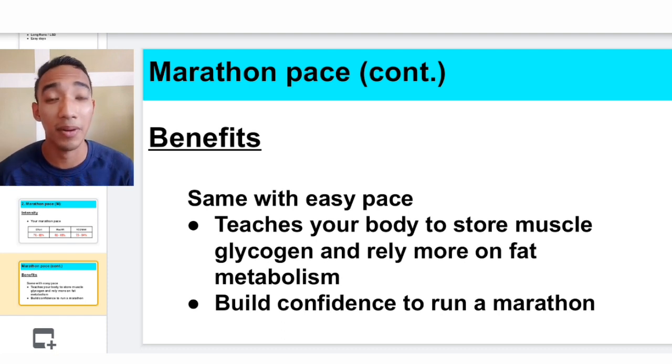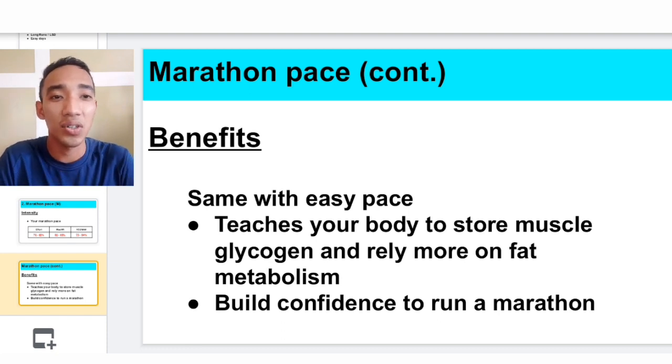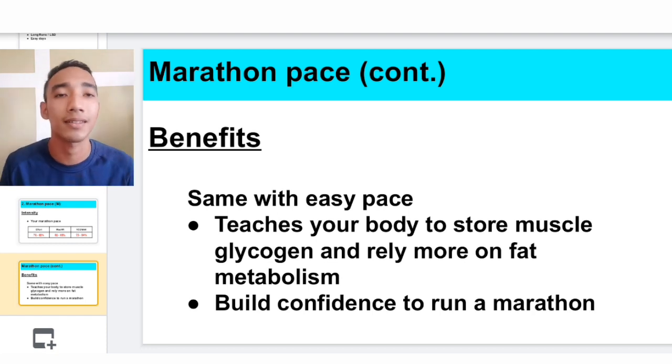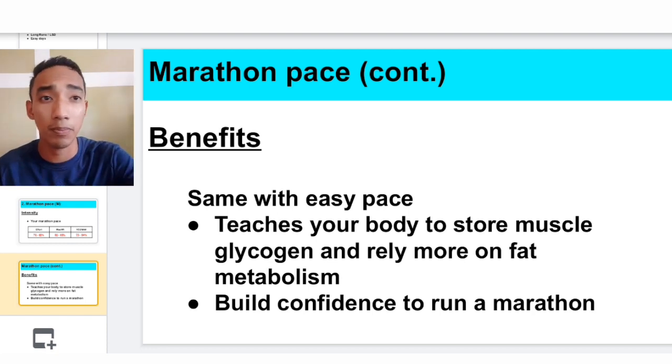So the good thing to practice is to get water, and learn how to get water and drink while running. That is the best thing to train during your marathon training guys. So, it also builds your confidence to run a marathon with that pace. So, that will be your marathon pace.